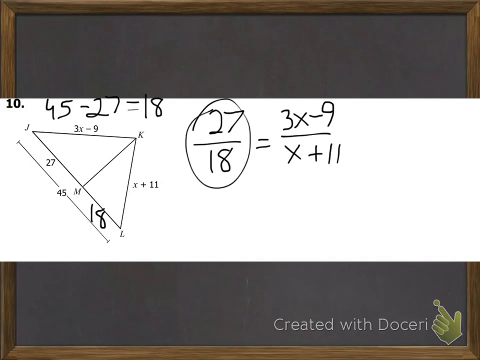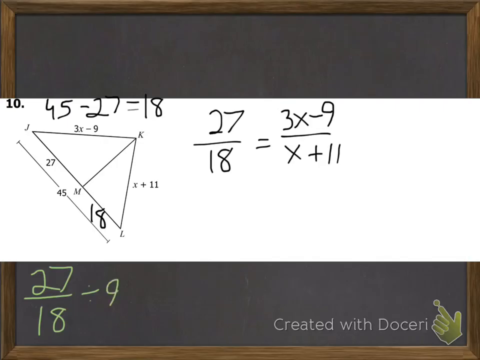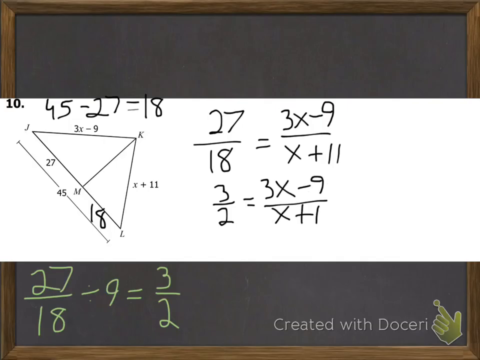I can reduce this fraction right here. I'm going to go ahead and do that down here. So 27 over 18. Now what number is going to go into both of those? That number is actually going to be 9. 9 goes into both 27 and 18. So divide 27 by 9, you're going to get 3. 18 divided by 9 is 2. So now we are working with 3 over 2 equals 3x minus 9 over x plus 11.